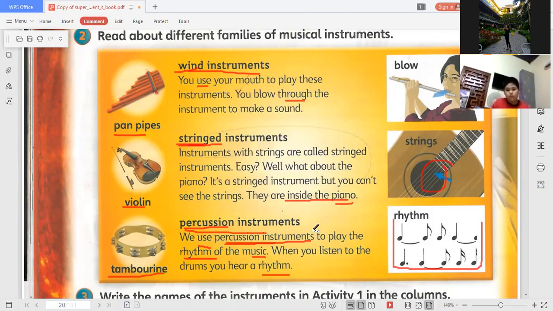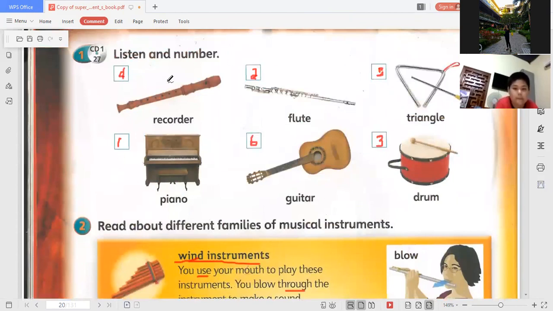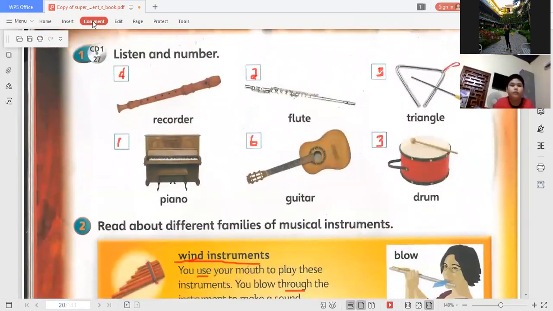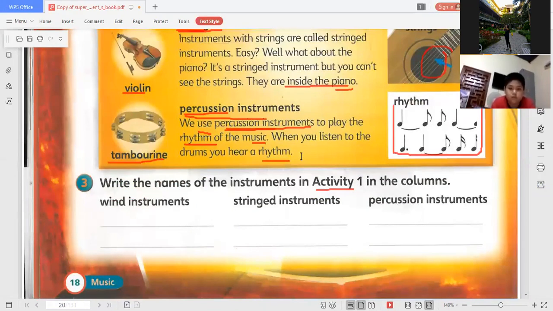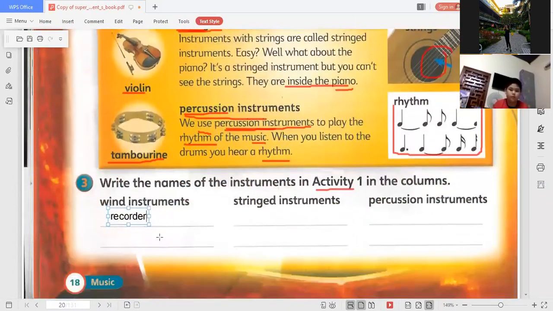Okay, so now, John, let's try to write the names of the instruments in activity one in the columns. Here are the names of the instruments. All you have to do is to write where these instruments belong. Is it wind instrument, string instrument, or percussion instrument? Okay, let's start with recorder. So a recorder is what? Is it wind, string, or percussion? Wind instrument. Okay, correct. Recorder. Very good. Okay, another one. Flute also. Okay, is it a wind instrument?